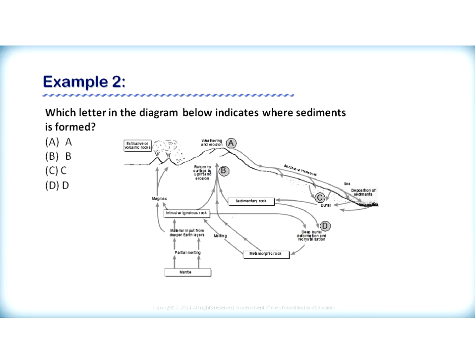Example number 2 reads, which letter in the diagram below indicates where sediments are formed? So if we look at the diagram to the right, we see a variety of different geologic events that take place within this diagram. If we're looking for an area where sediment is formed, sediment would be the particles that result when rock gets eroded and weathered.